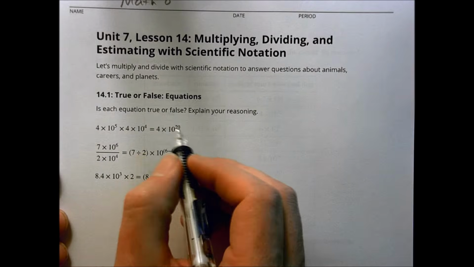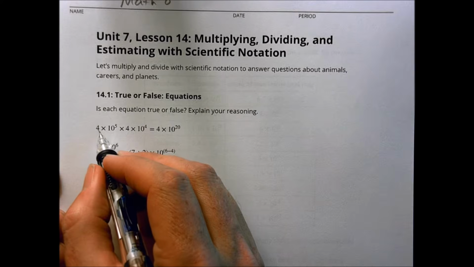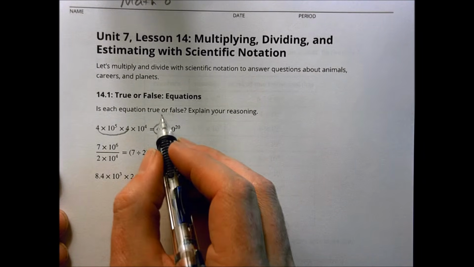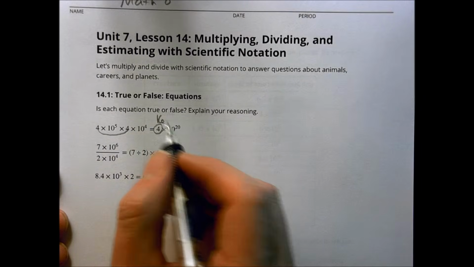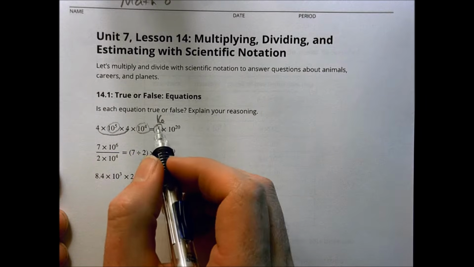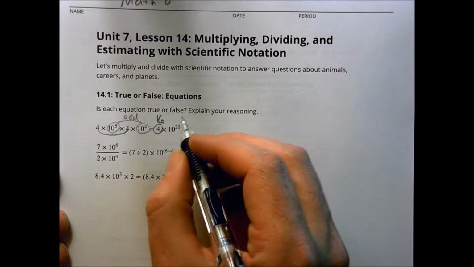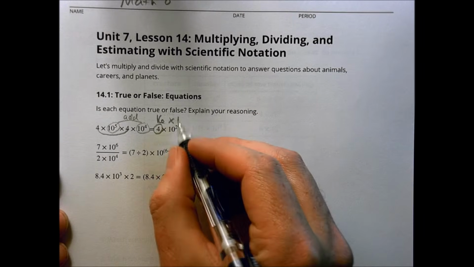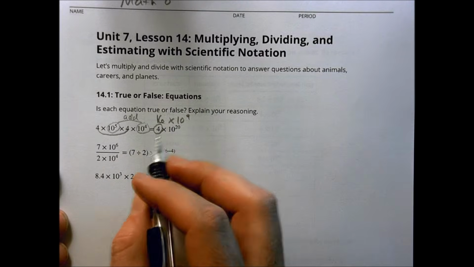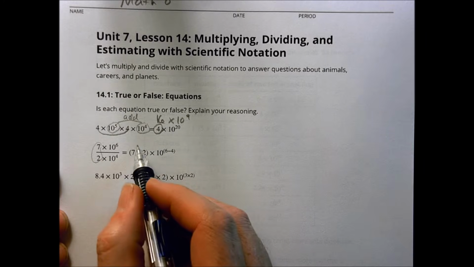Okay, so first thing I can tell is that when you multiply this up together, I should be multiplying a 4 times a 4 to get a 16. I don't see a 16 over there, so that's already telling me I've got something not quite right here. Also, when I multiply base 10s, 10 to the 5th times 10 to the 4th, I add those two exponents together, so I should end up with 10 to the 5 plus 4, which is the 9th power.